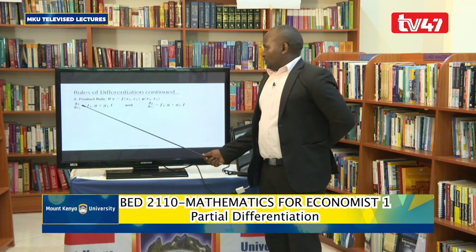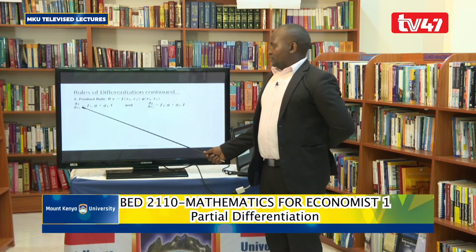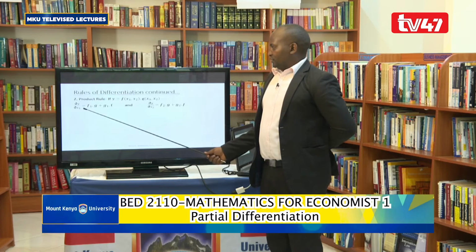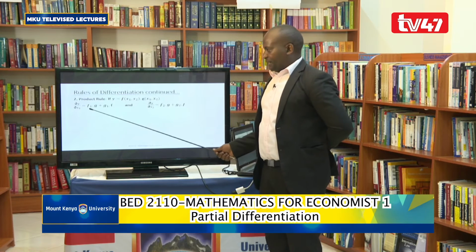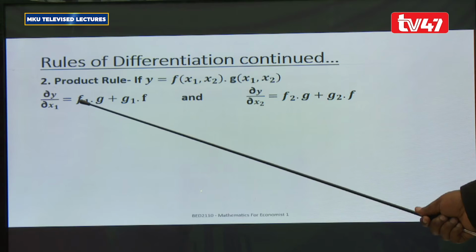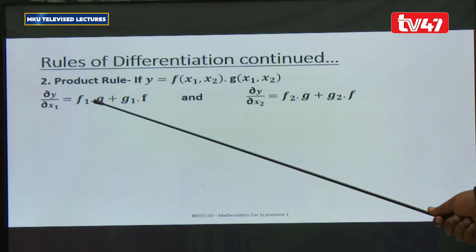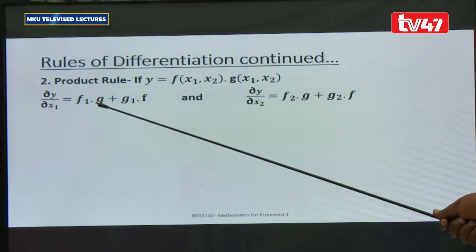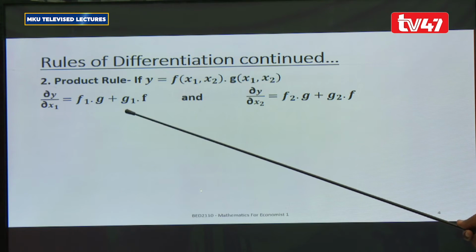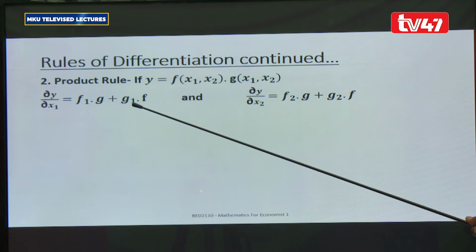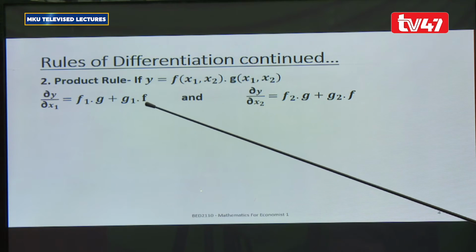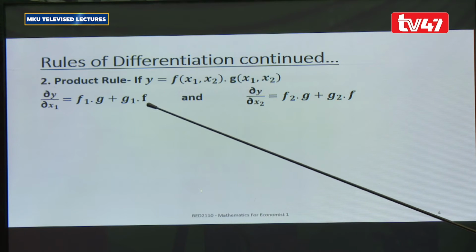Now, to get the partial derivative of this function with respect to x1, we get the partial derivative of the first function with respect to x1, we multiply by the second function, then we add the partial derivative of the second function with respect to x1, we multiply by the first function f.